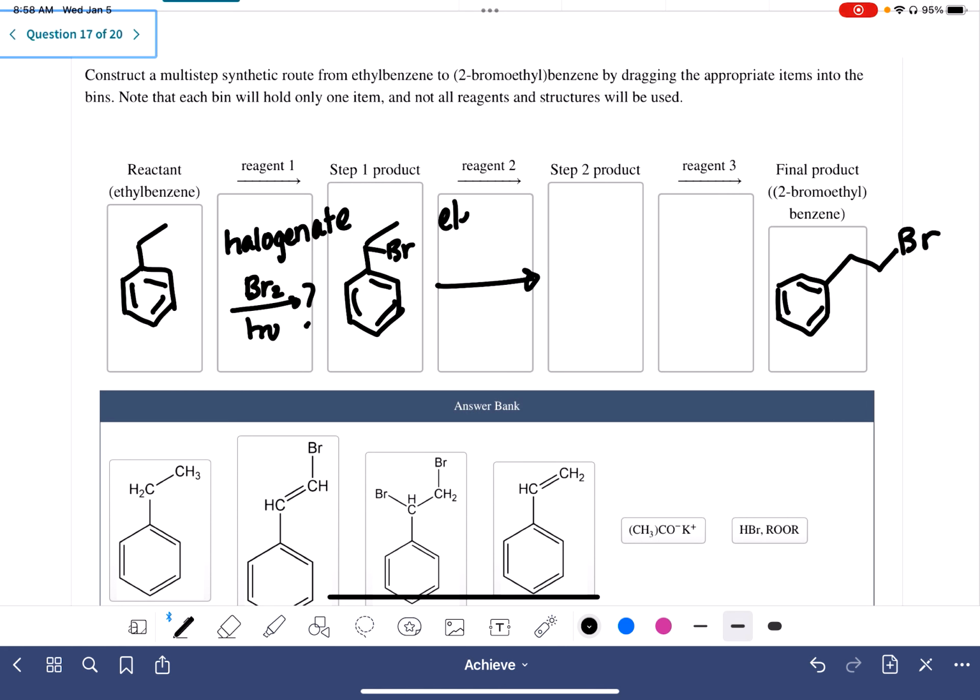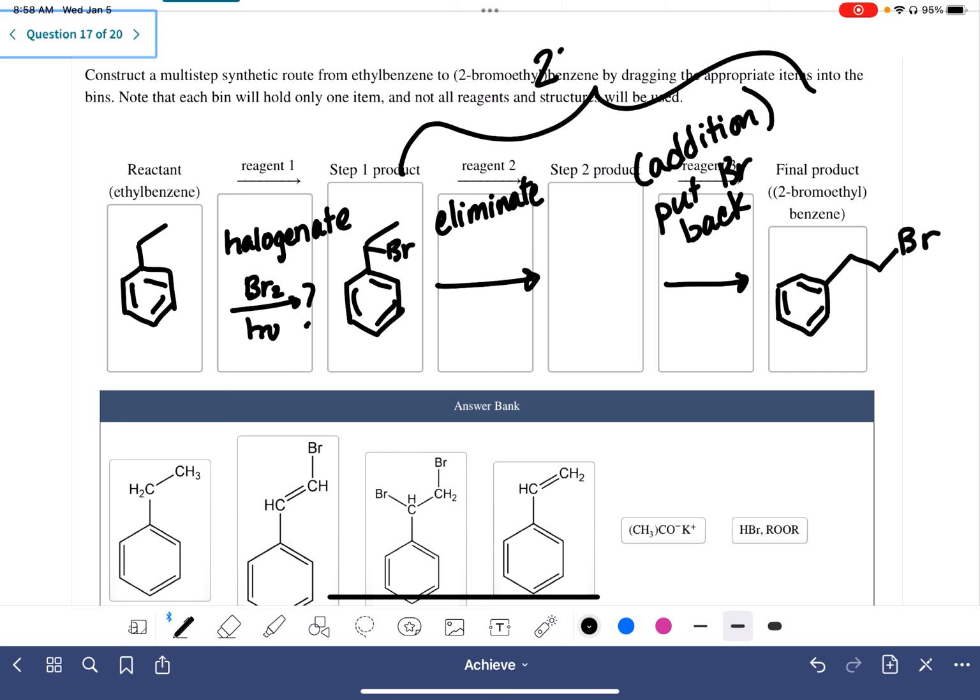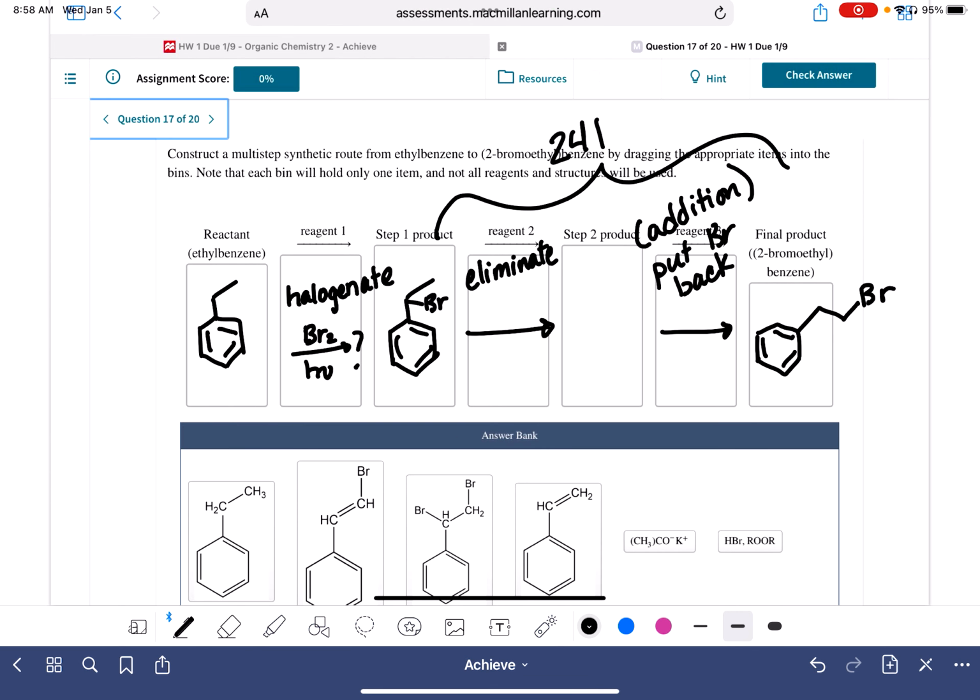So in this step, we're going to do some sort of elimination. We need to eliminate, which means that we're going to end up making an alkene here. This is going to be an alkene. And then what we're going to do is put that bromine back. And when we put it back, this is going to be an addition reaction, not a halogenation reaction. It's going to be an addition reaction, putting it back in the spot where we want it. Both of these steps are things that you learned in 241. So you're going to want to look back in your notes or dig back into your brain.